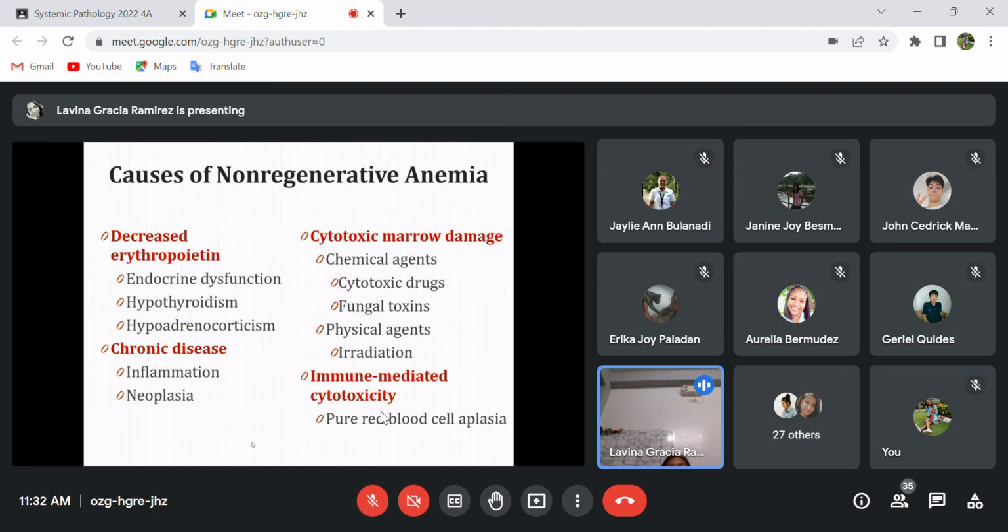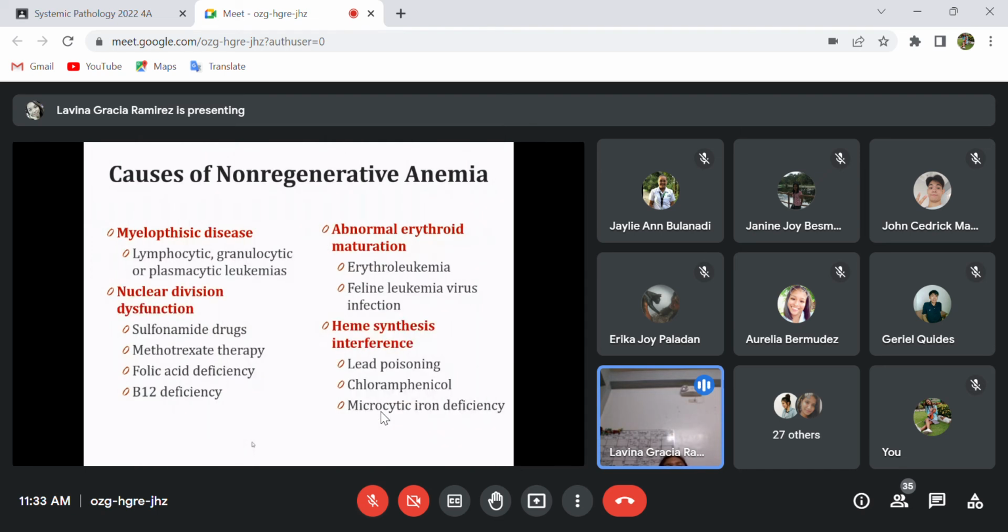Okay, chronic diseases like inflammation, neoplasia, and cytotoxic marrow damage actually directly affect the bone marrow environment. And there is immune-mediated cytotoxicity, because of pure red blood cell aplasia, or the immune-mediated antibody reactions that cause the problem. So I have mentioned myeloproliferative diseases, when there is leukemia. Then nuclear division dysfunctions, particularly during active development and the active incorporation of different minerals into the structures of hemoglobin and erythrocytes.